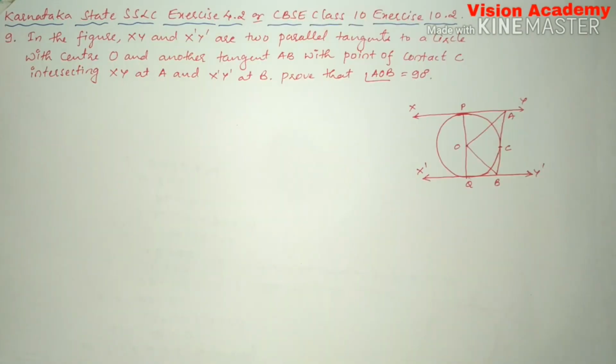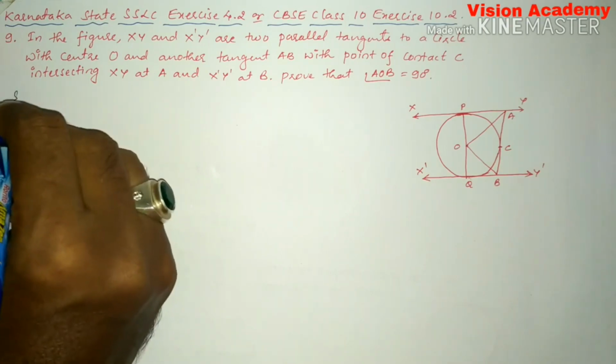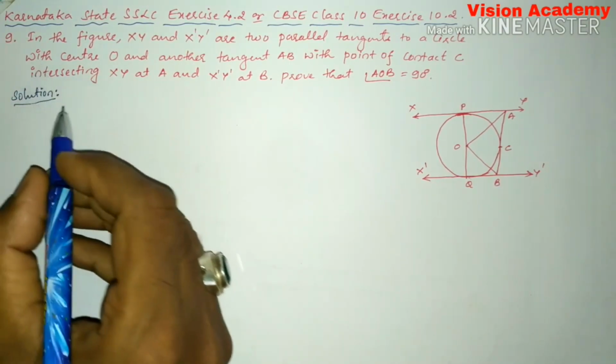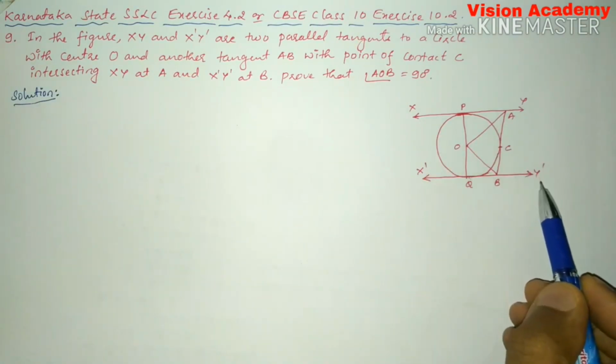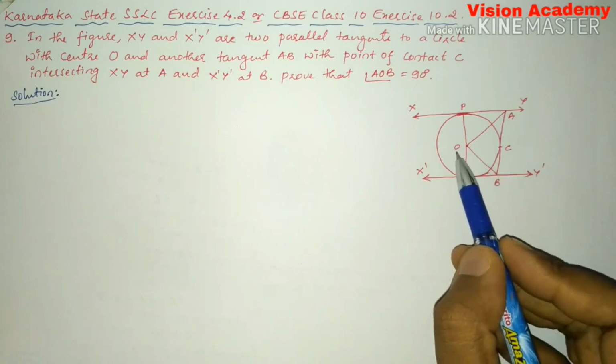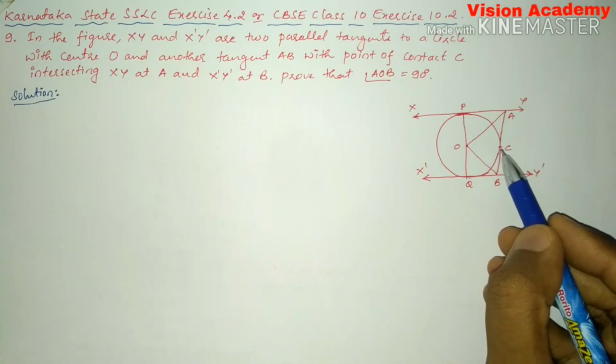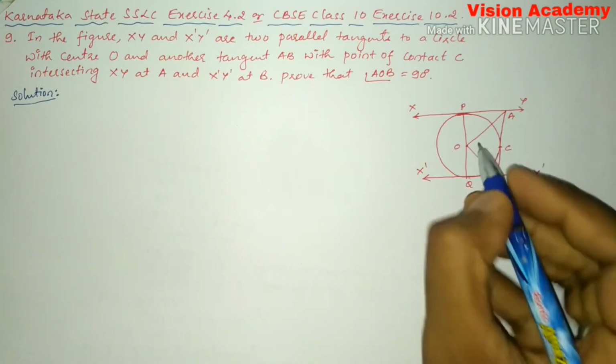Question number 9. In the figure, XY and X dash Y dash are two parallel tangents to a circle with center O and another tangent AB with the point of contact C intersecting XY at A and X dash Y dash at B. Prove that angle AOB is equal to 90 degree. Now let us find the solution for the given problem. Here in the figure, XY and X dash Y dash are the parallel lines. O is the center of the circle and AB is the tangent which is touching at the point C. Now let us join OC.